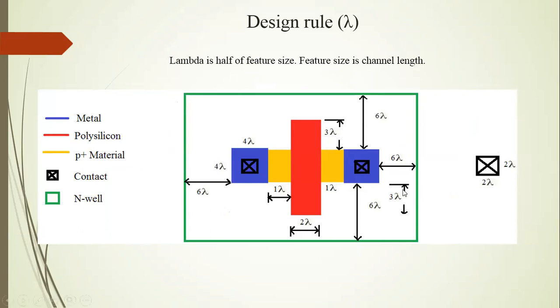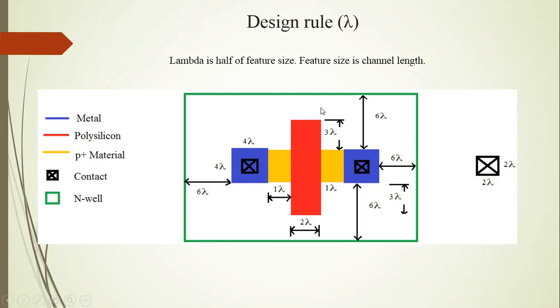Here is one example, the N well. This N well contains P plus material. The P plus material width is 4 lambda. The blue color metal width is 4 lambda by 4 lambda, the contact size is 2 lambda by 2 lambda, and the polysilicon width is 2 lambda. In the N well, this space is 6 lambda, this space is 6 lambda, here 6 lambda, here 6 lambda, and the distance between polysilicon and metal is 1 lambda, here also 1 lambda.